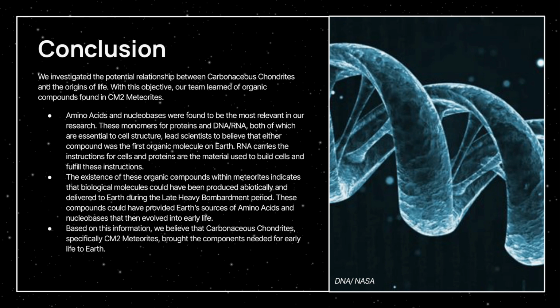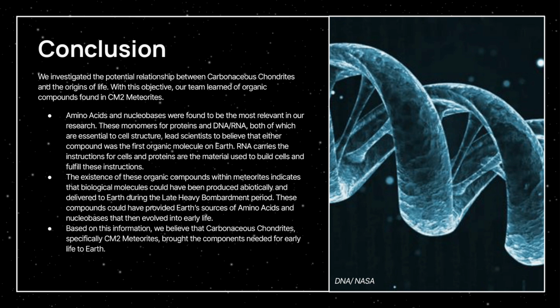We investigated the potential relationship between carbonaceous chondrites and the origins of life. With this objective, our team learned of organic compounds found in CM2 meteorites. Amino acids and nucleobases were found to be the most relevant in our research. These monomers for proteins and DNA, RNA, both of which are essential to cell structure, lead scientists to believe that either compound was the first organic molecule on Earth. RNA carries the instructions for cells, and proteins are the material used to build cells and fulfill these functions.